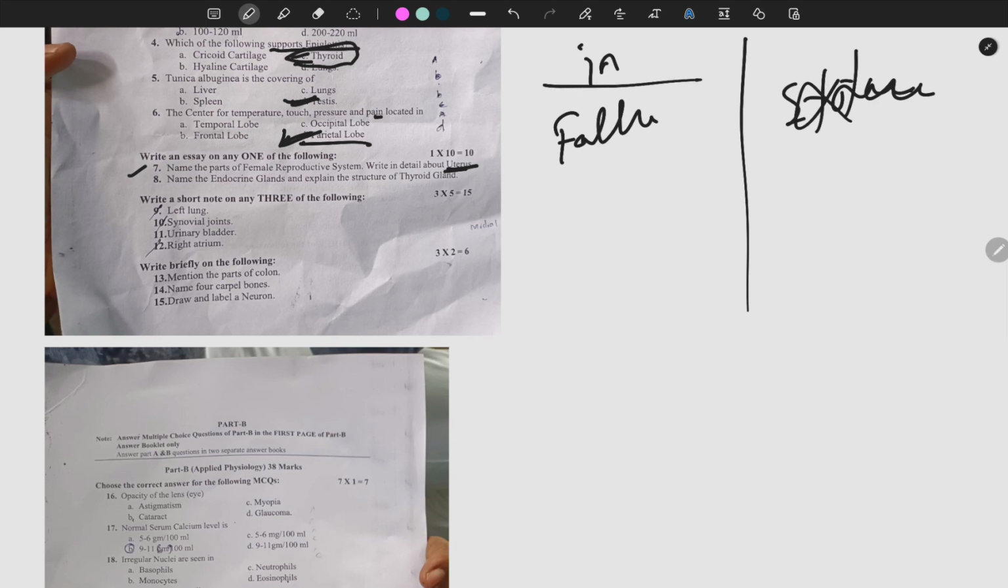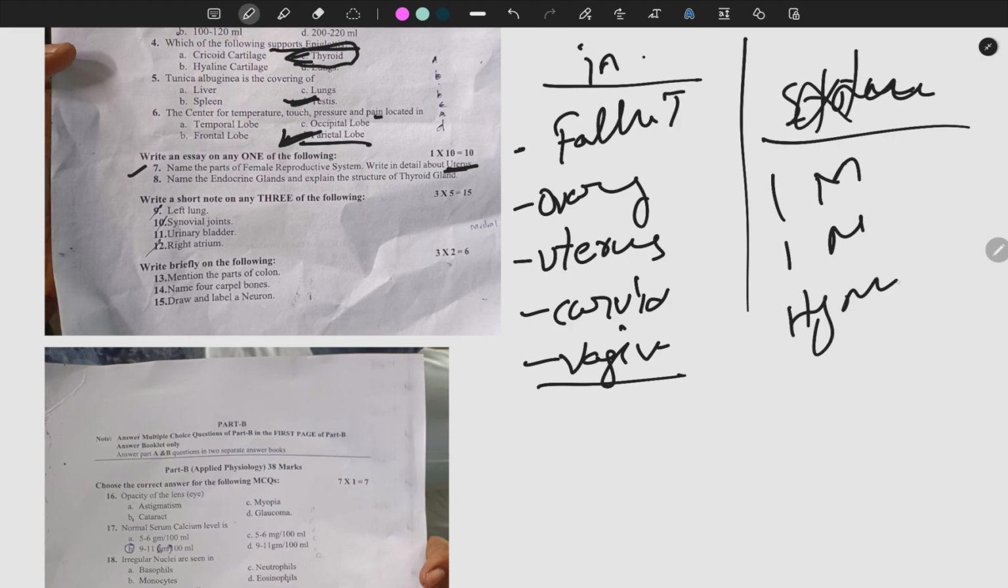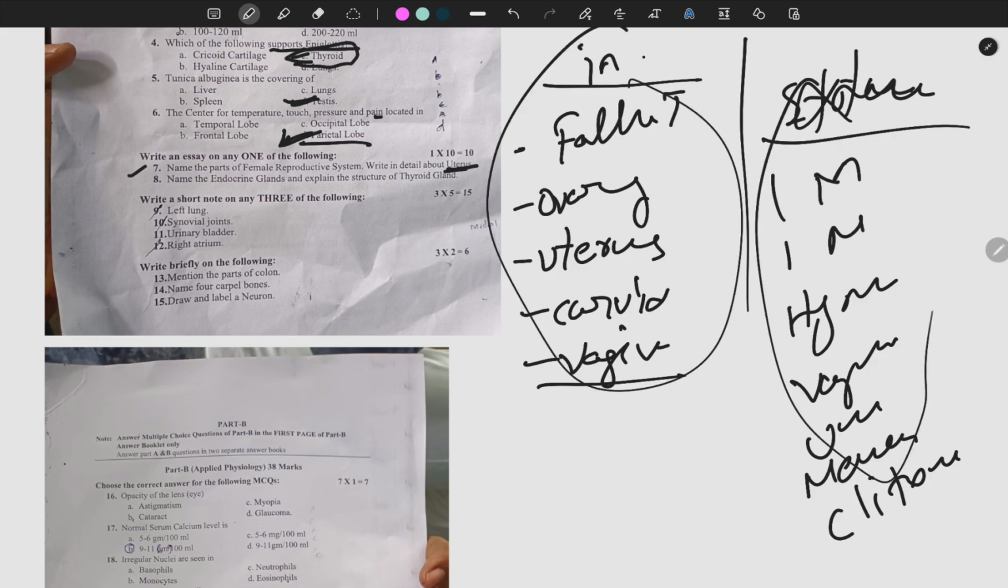For the internal organs, we have the fallopian tubes, and then ovary, and uterus, cervix, vagina. Vagina also comes under the internal reproductive system. And externally, if you see, labia majora and labia minora, hymen, and vaginal opening, urethral opening, and mons pubis, and clitoris. So these are the internal, these are the external.